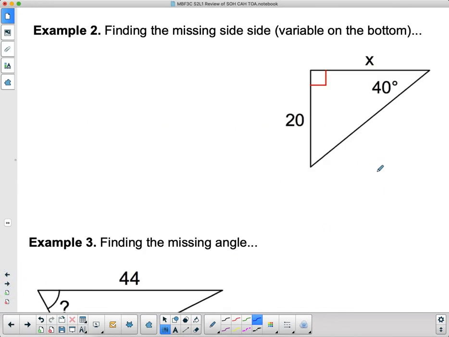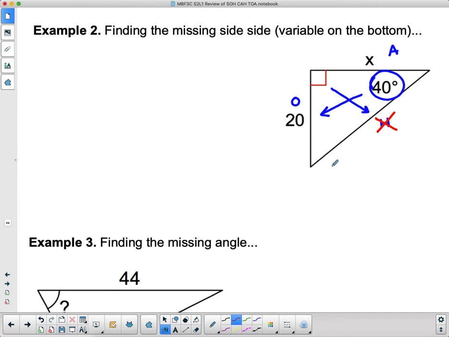We're going to find the missing side, and this time when we set it up, the variable is going to be on the bottom. So let's go through our process again. Here's the angle we're going to use. The side directly across from it is the opposite side. Across from the right angle is the hypotenuse. And then the side that's left over here that is attached to this angle is the adjacent. Now this time we can see that the side that's useless to us is the hypotenuse.